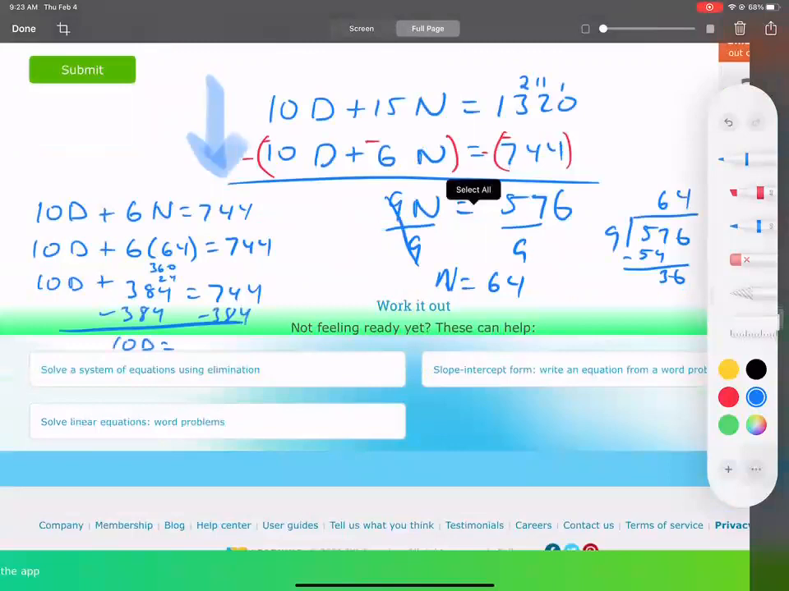10D is equal to, if I subtract those out, we end up with 0, borrow 1, 4 becomes a 6, that 6 becomes a 3, 360. So D is equal to, I'm going to divide both sides by 10. The zeros cancel out. We're left with 36. Okay, so our Douglas firs are $36, and our Noble firs, almost twice the price, are $64.